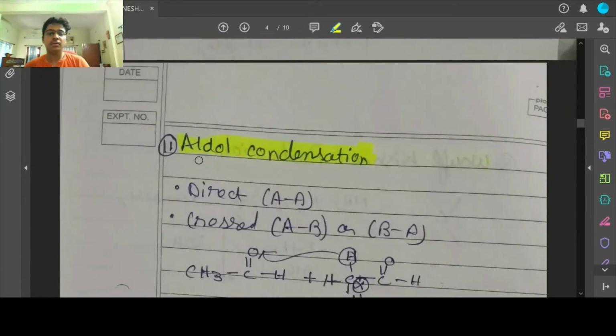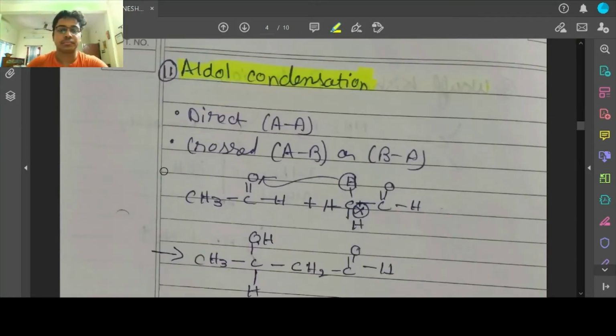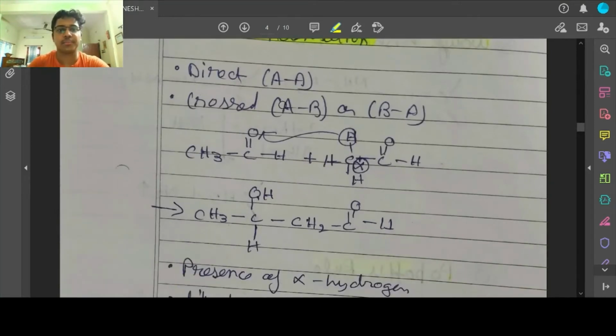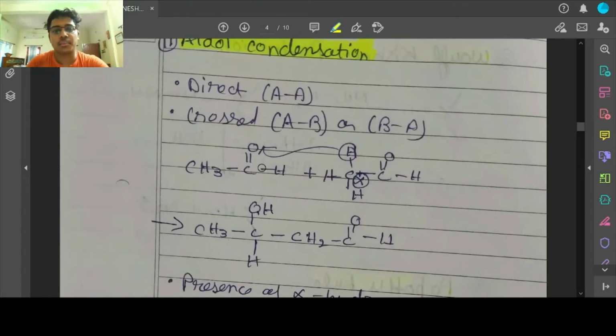So now comes the most important part, that is aldol condensation. So let us see what aldol condensation is. There are two organic compounds with a ketone group, the C double bond O group is present here, or an aldehyde. You can also consider it as the aldehyde group in both the cases.